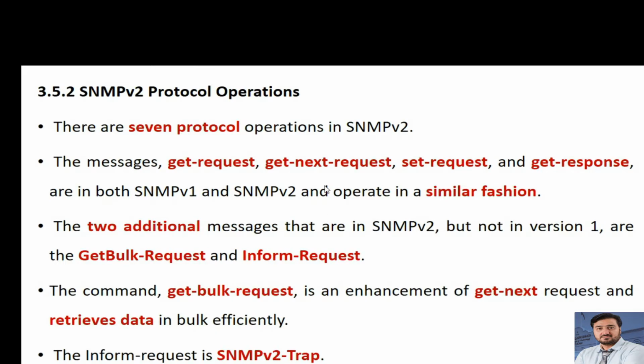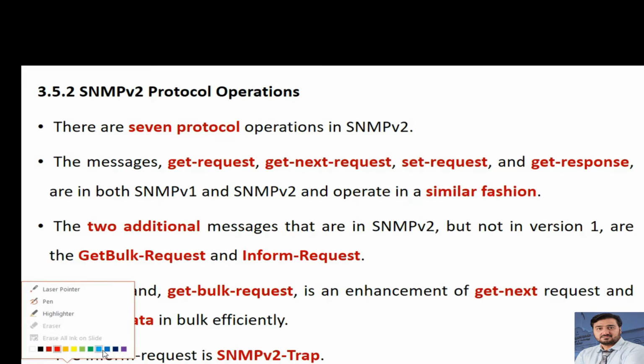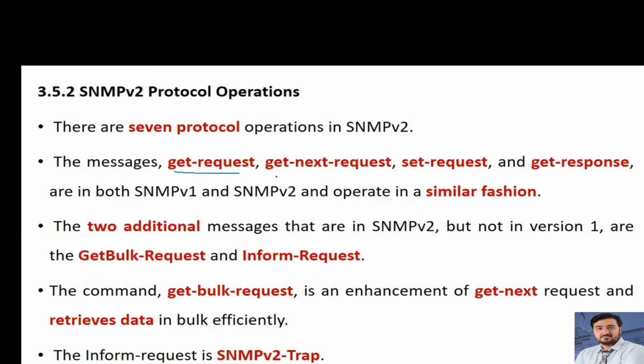There are several protocol operations in SNMP version 2. Please note these down. What are the 7 protocol operations in SNMP version 2? The get request message, get next request message, set request and get response are similar in SNMP version 1 and SNMP version 2, and operate in a similar fashion.